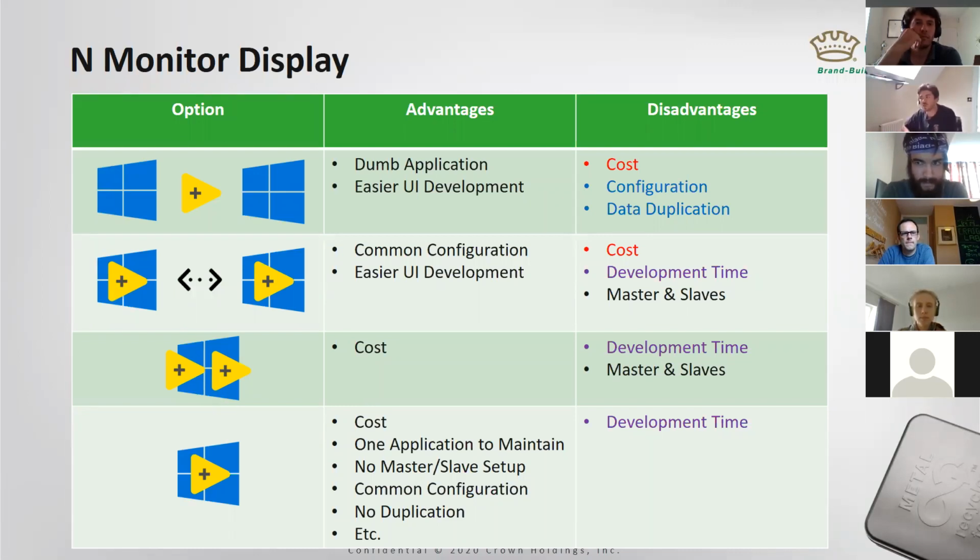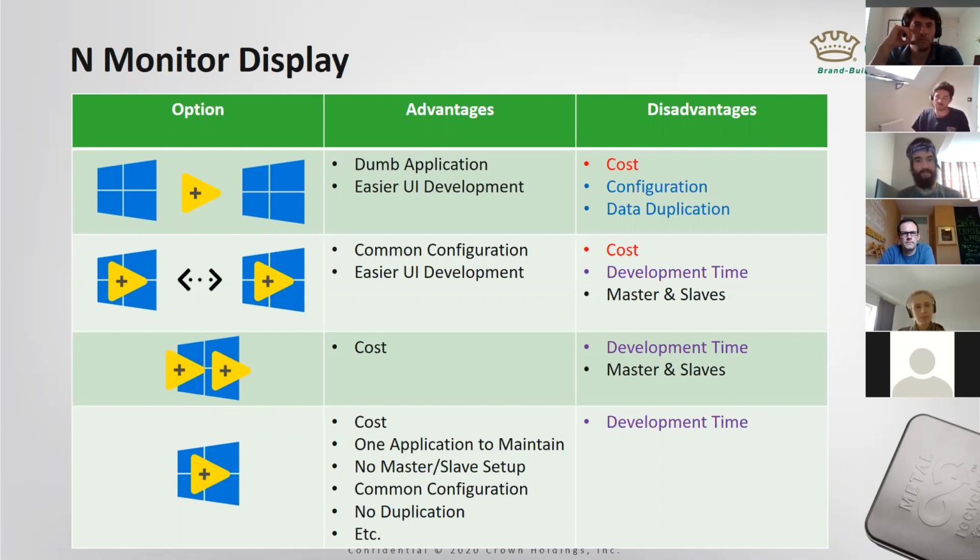I've tried to color code the disadvantages. Things that I don't like are in purple, and things in red I think my manager doesn't like. And unsurprisingly, cost is the thing that they don't like. The second option is that you have two different applications that talk to each other on two separate PCs. You can then have a common configuration that you communicate between the two. You might have easier UI development in terms of the UI side, but under the hood you likely still have to have something that's master and slave so that you can work between them.